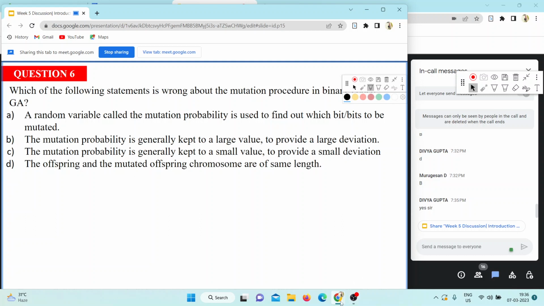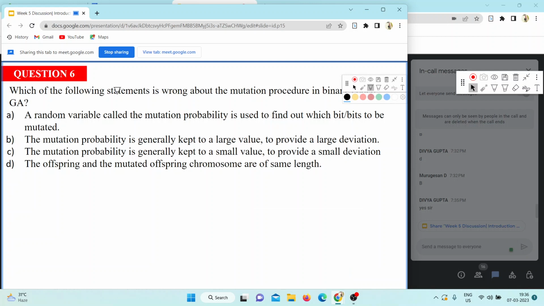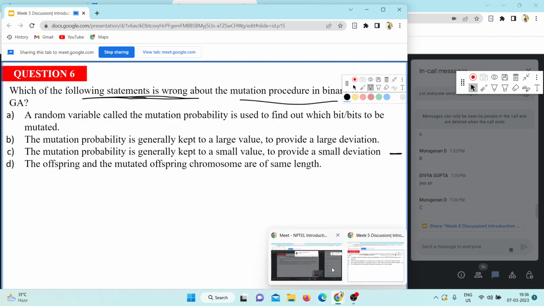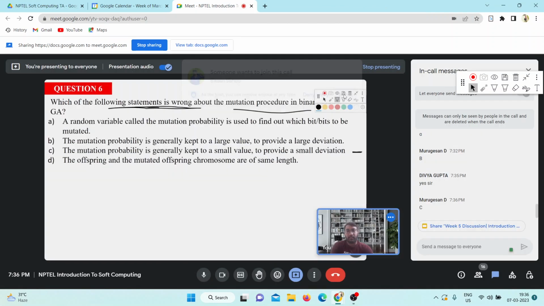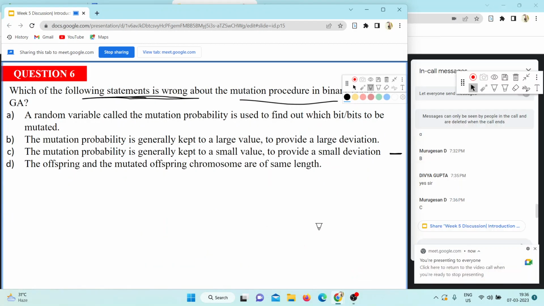So any guesses for this? Which of the statements is wrong? We have to identify the wrong statement out of these four for the mutation procedure in binary coded GA. So any guesses for this? Okay, Murugan is telling C. Any other guesses apart from C?